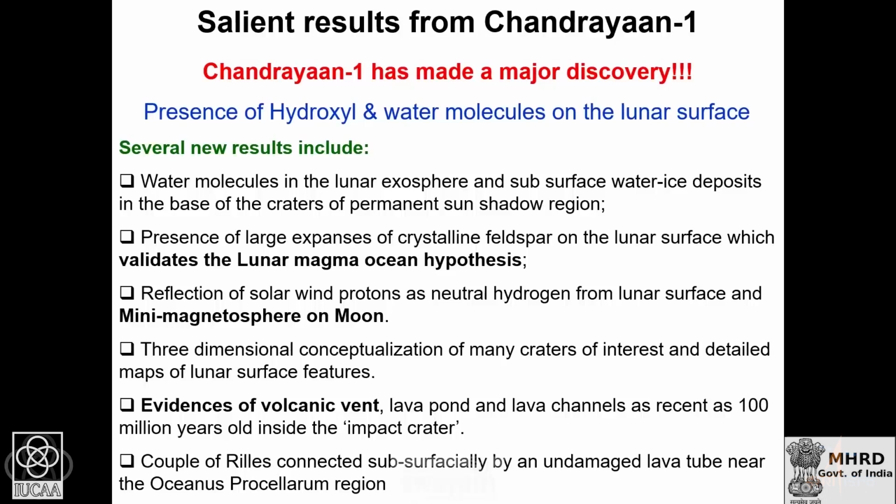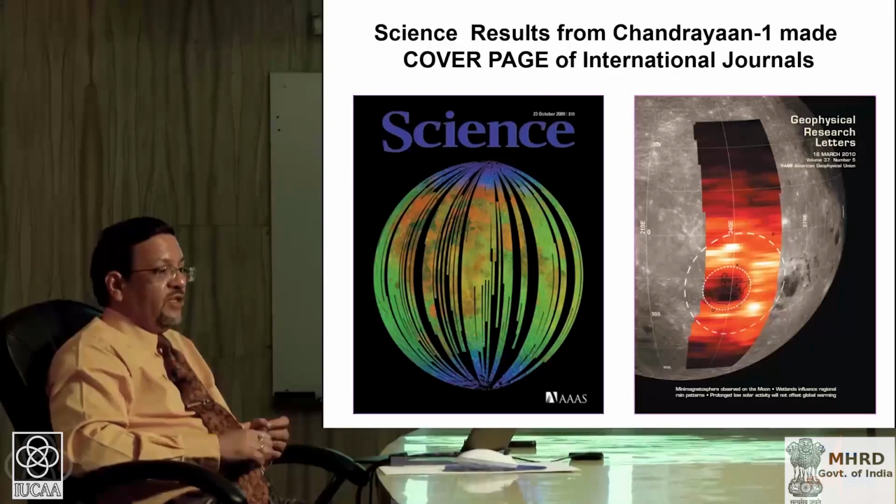In addition to this, it has informed us about the validation of the magma hypothesis, discovery of a mini magnetosphere on the Moon, and very recent volcanic activities as young as 100 million years. We have also found a couple of rilles, which are essentially undamaged lava tubes, which can actually be used for human habitat once human landing starts as a continuous program on the surface of the Moon. Many results have come out from this Chandrayaan-1 mission, which are reported in more than 150 publications, and some of them have actually formed the cover pages of scientific journals.